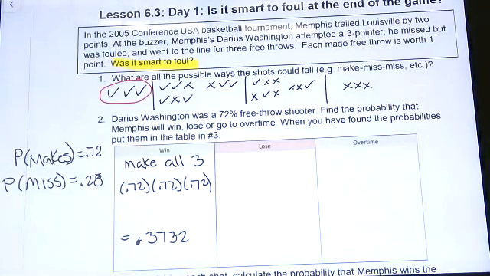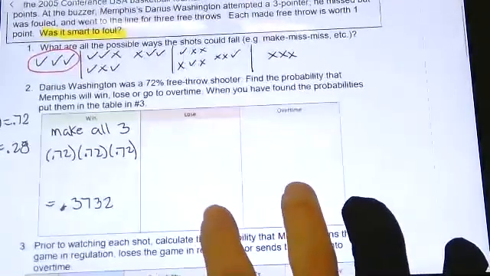Okay. So by fouling, there is a 37% chance that Memphis will still be able to win the game. So they got fouled, leaving a 37% chance of Memphis winning.